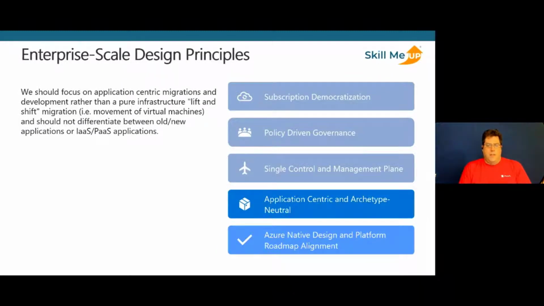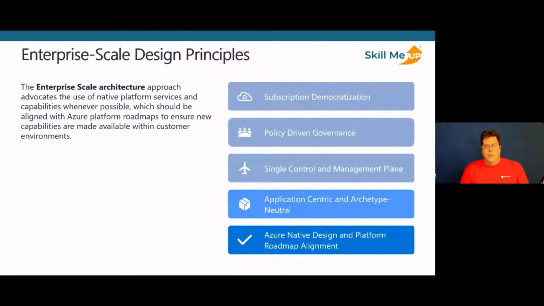When we start talking about application-centric migrations and developing those rather than pure infrastructure lift and shift migrations, now we're starting to differentiate the old and the new. And we're now looking at how we're transforming our environments and how we're taking the infrastructure as a service and platform as a service type applications, and we are utilizing those at the full scale and the full capabilities that are available.